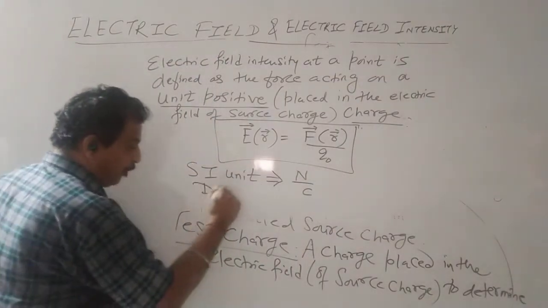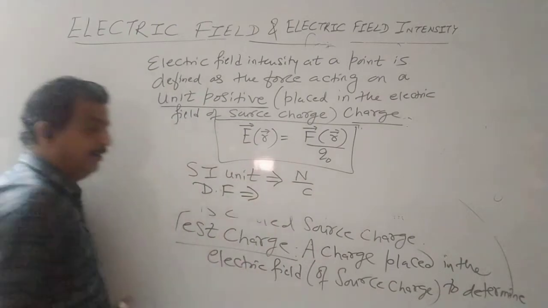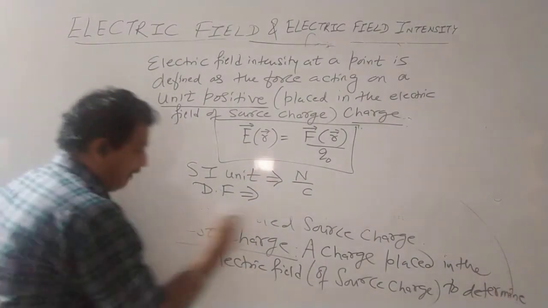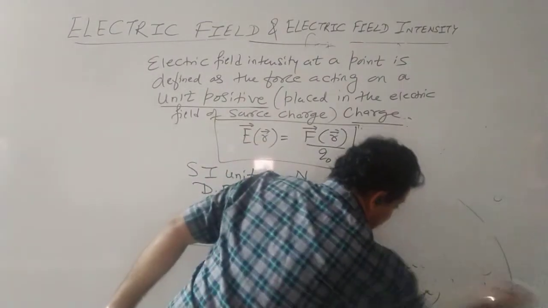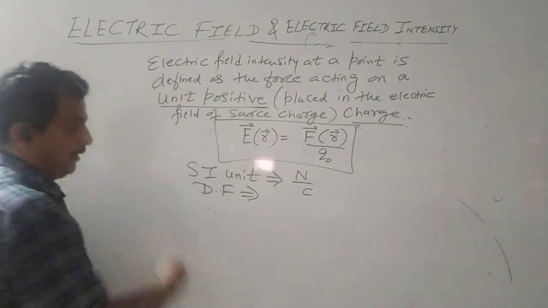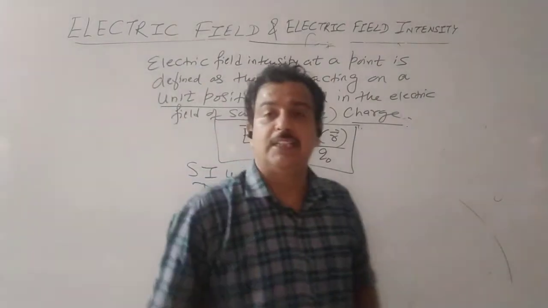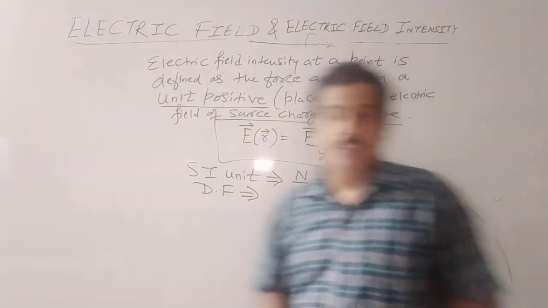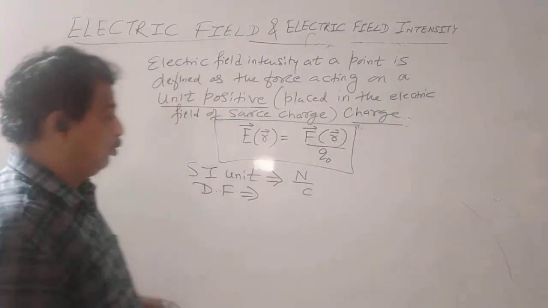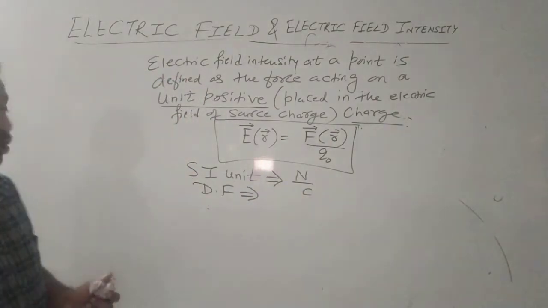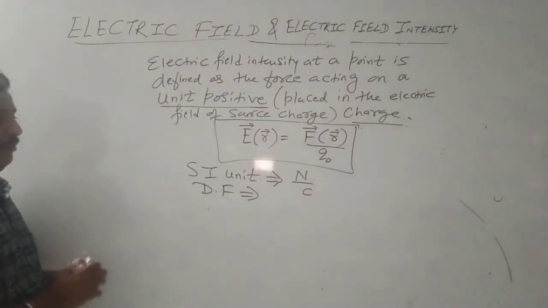Its dimensional formula is left as homework. So you have to find out its dimensional formula. We know the dimensional formula of force, that is Newton, that is M1 L1 T minus 2, and for Coulomb you can write A1 T1 because I is equal to Q by t. So you simply find out and write the dimensional formula as homework.